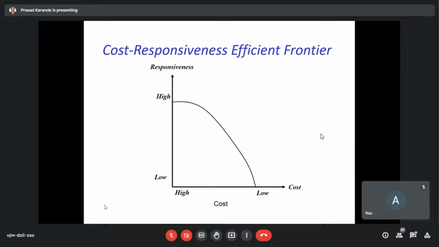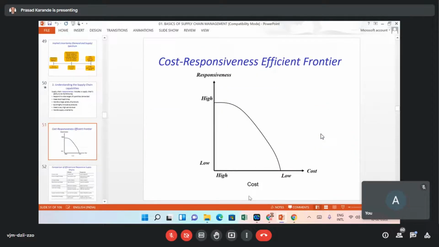Now this is the responsiveness, now the efficient frontier. Now if you see this graph, definitely you will agree that if suppose you require very high responsiveness, में हमने देखा कि इसमें what it includes, what responsiveness includes, what are the expectations of responsiveness?